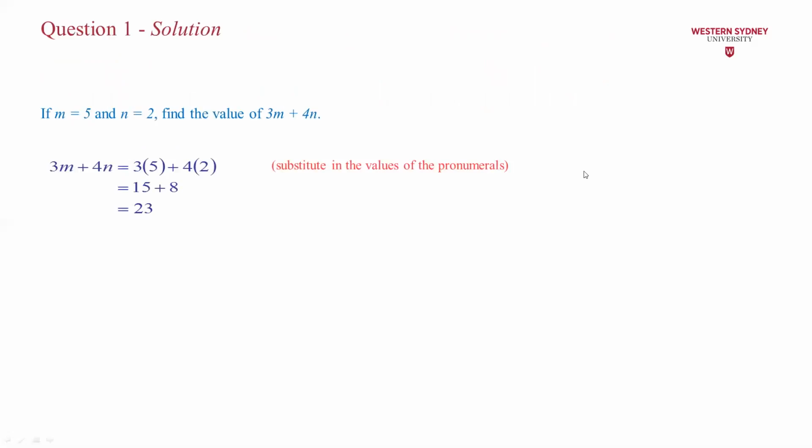Question 1, solution. We substitute 5 for m and 2 for n. So 3 5s are 15, 2 4s are 8, 15 plus 8 gives us 23.